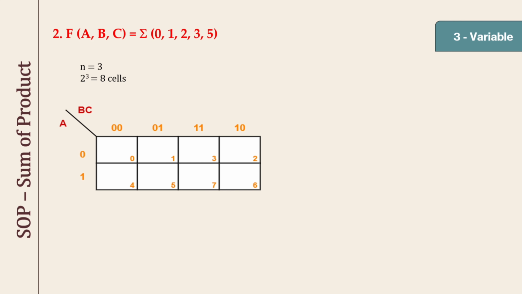Now, we need to put the logically high value, that is 1, at the respective cell numbers given in the question. Let's first put 1 at cell number 0, then cell number 1, cell number 2, cell number 3, and finally at cell number 5. So we have 3 cells which are empty. Fill those empty positions with the logical low value, that is 0.